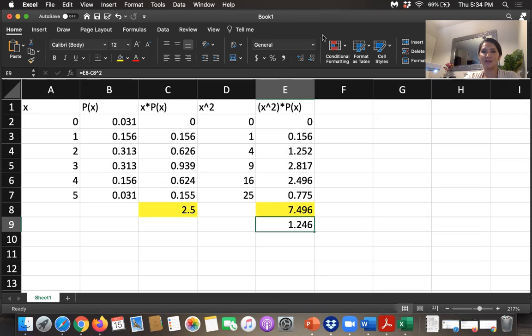And so we get 1.246 as the variance. Now, the units on the variance are a little weird. They're not the same units as the random variable x, but they're the units of the random variable squared. Since the random variable's units were children, these are children squared, which is a little odd.